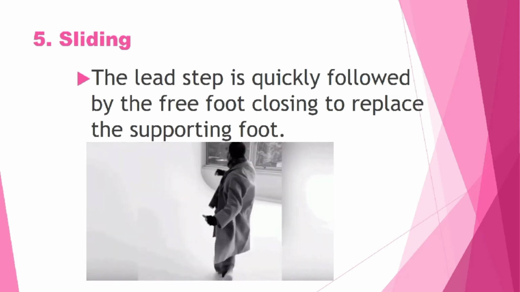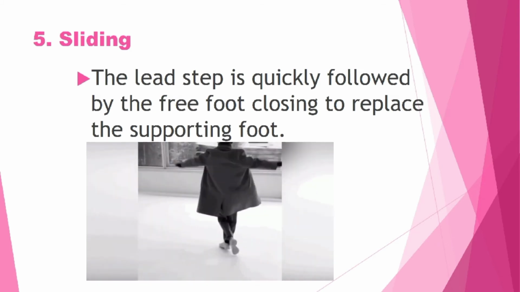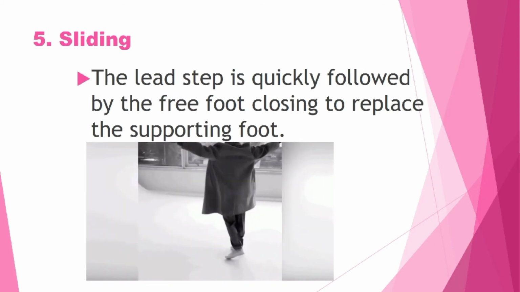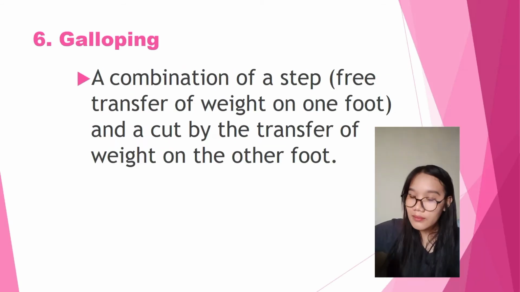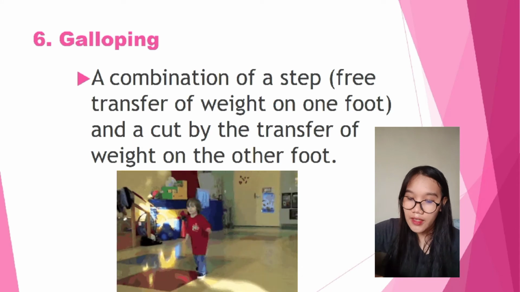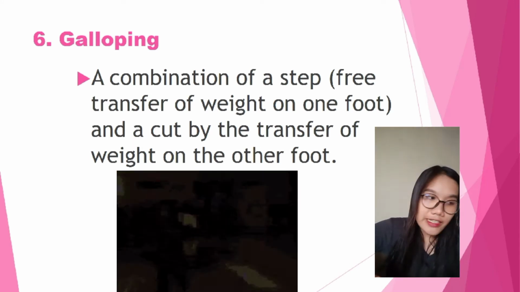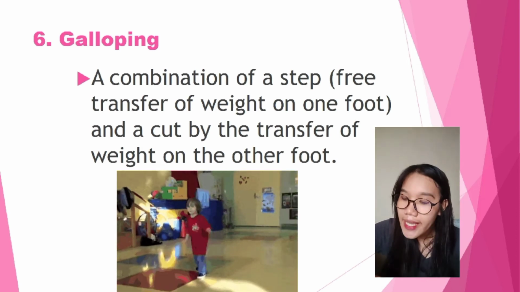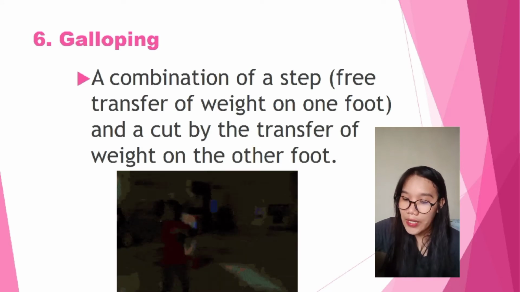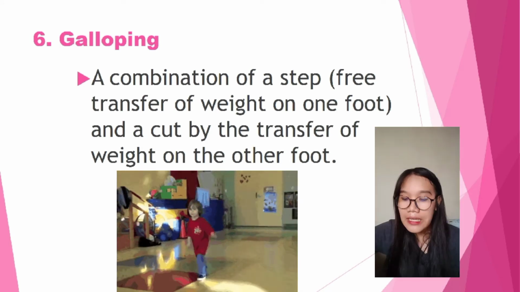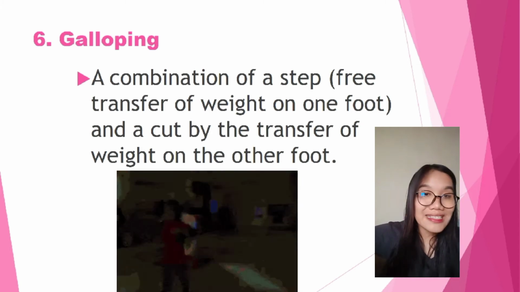Sliding is done on the balls of the feet with the weight shifted from the leading foot to the trailing foot. Body bounces during the slide should be minimal. Now, for galloping, this movement is a combination of steps. This is a free transfer of your weight on one foot, followed by the transfer of weight on the other foot. Galloping is similar to sliding, but the progress is in a forward direction.